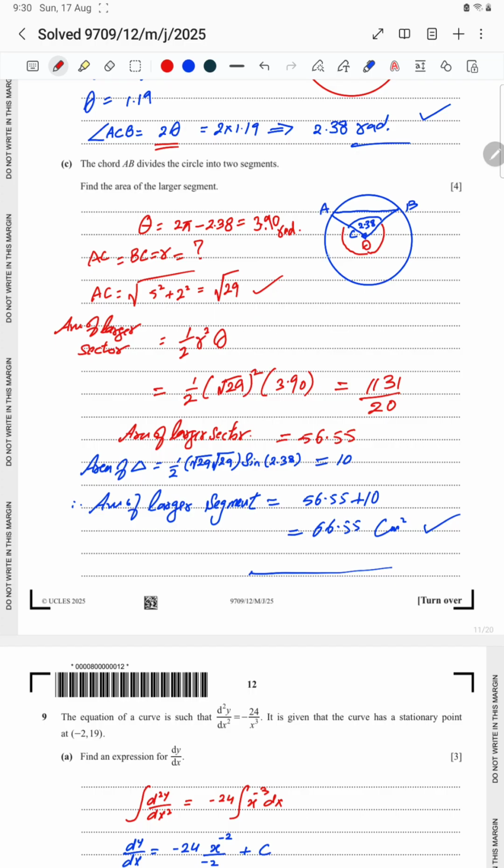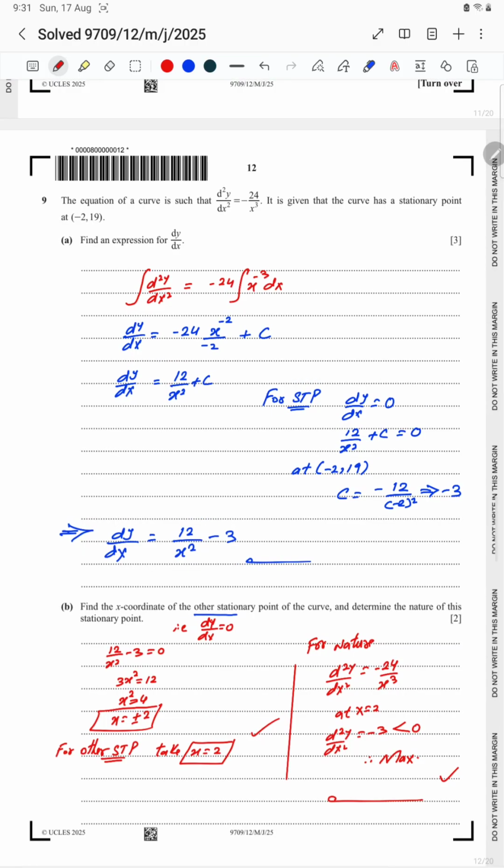Area of the largest sector, I calculated it, that's half r squared theta. That comes to 1131 over 20. That's giving me, in 2 decimal places, 56.655 centimeter squared. So area of triangle ACB, this is half AB sine theta. So I applied it, that comes to be 10. And now the area of the larger segment will be triangle area plus area of sector. We'll get the result, that is 66.55.